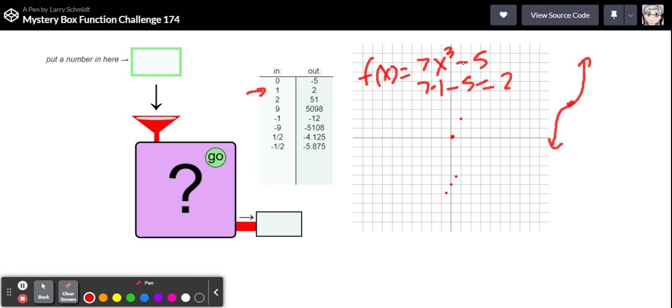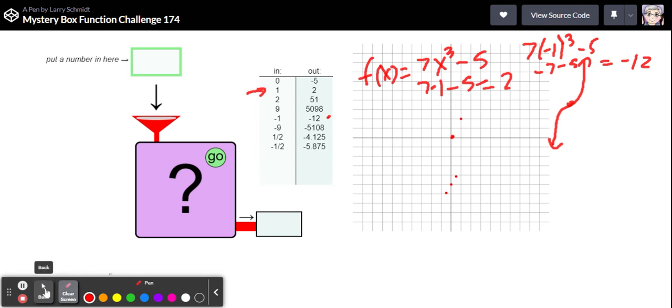So that looks right. Let's test the -1 that way too. So 7 times -1 cubed minus 5. Well, that -1, when you cube it, is going to stay -1. So that's -7 minus 5. That equals -12. And yeah, that's what we get here. So I think we've got the correct multiplier.